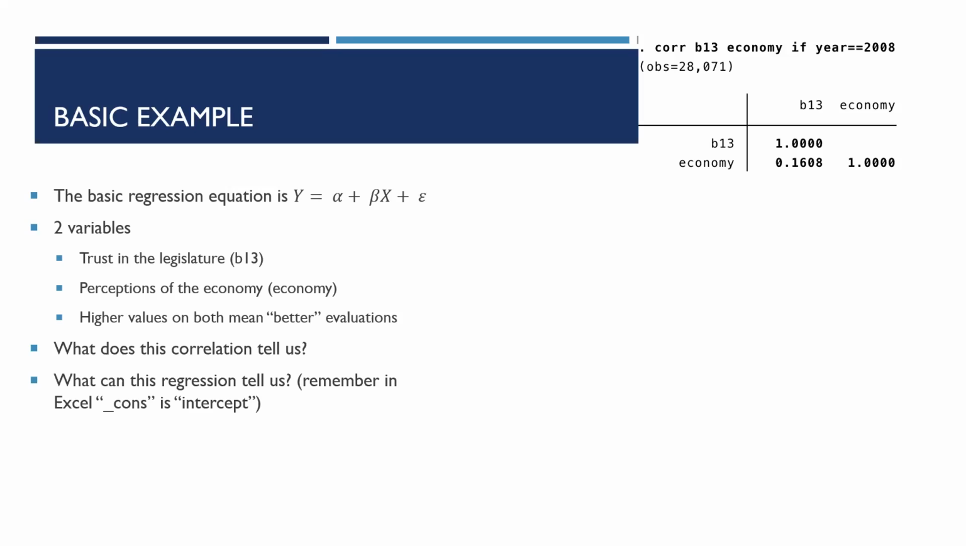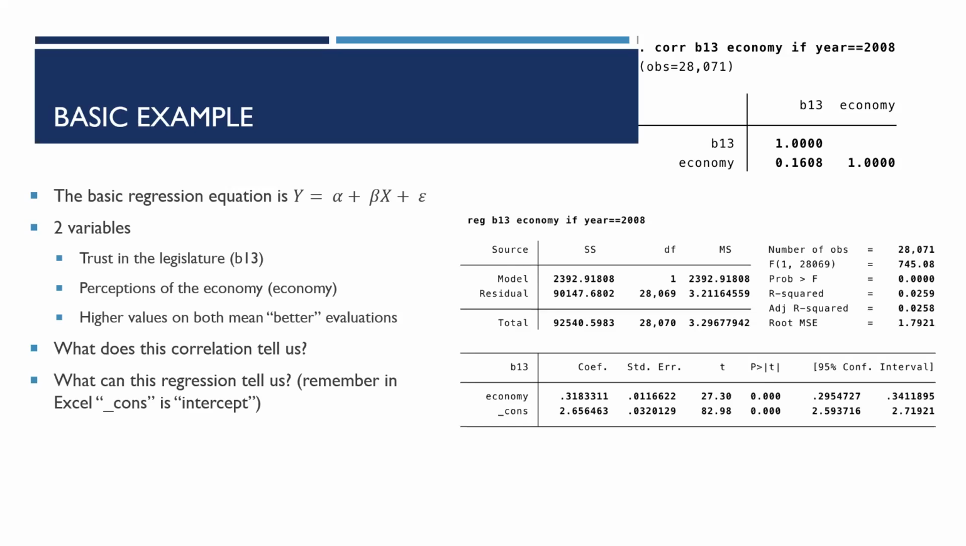Regression, though, remember, it can tell us something different. So if we run a regression analysis and we're going to assume that perceptions of the economy cause trust in the legislature, theoretically, that's the more logical direction for this relationship to go, we would get some output in Stata that looks like this, right?